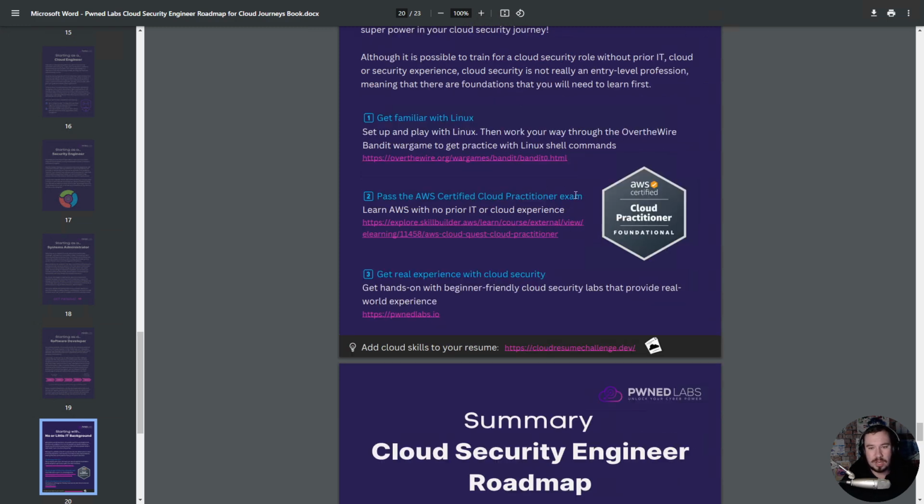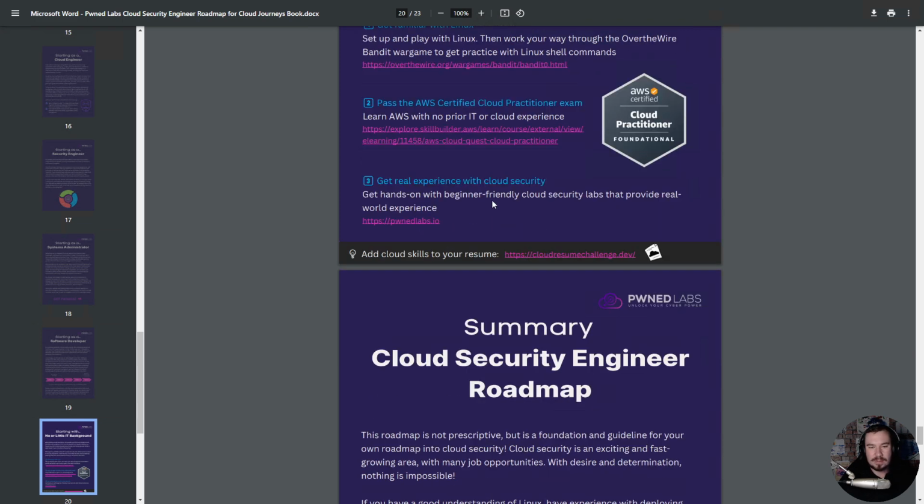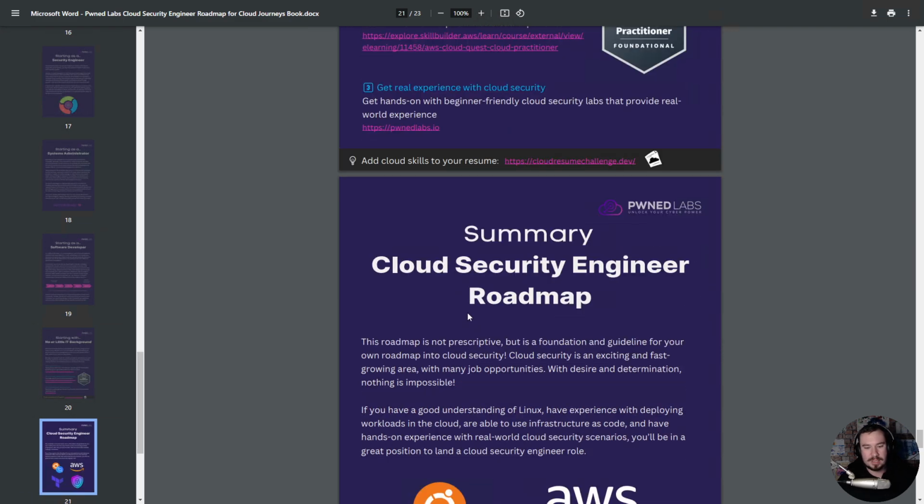Pass the AWS Certified Cloud Practitioner exam. Learn AWS with no prior IT or cloud experience. Good idea. I did the Azure one, so I have the AZ-900, but I've actually gone through the training for this. I just never actually sat for the exam. And then get real experience with cloud security. Get hands-on with beginner-friendly cloud security labs that provide real-world experience. PwnLabs.io is awesome, and I will showcase it.